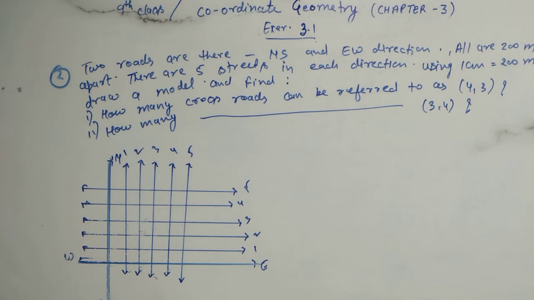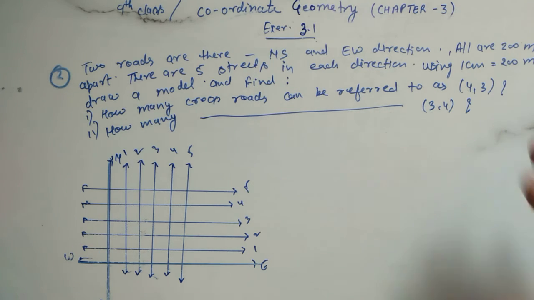So now see what question number two is. In question number two, two roads are given, running in the north-south direction and the east-west direction. They are the two main roads, and the remaining streets are 200 meters apart, and in both directions there are 5 streets.